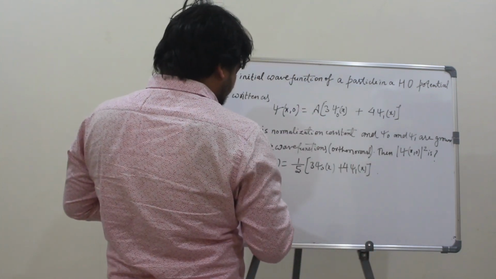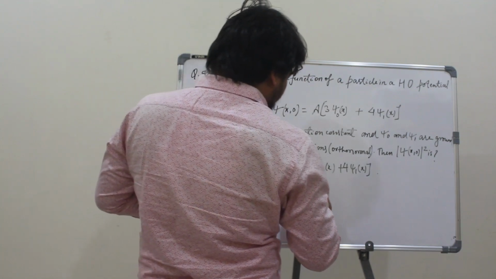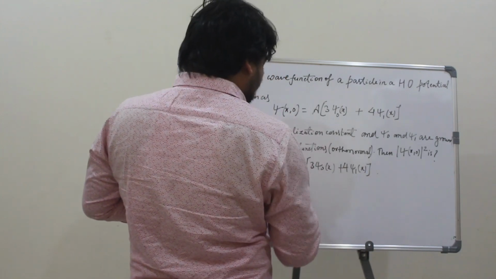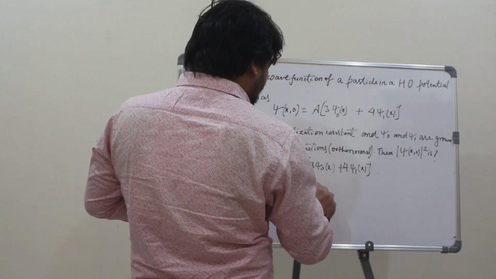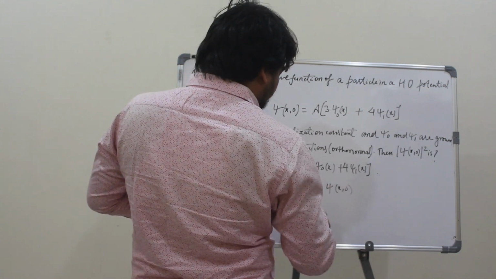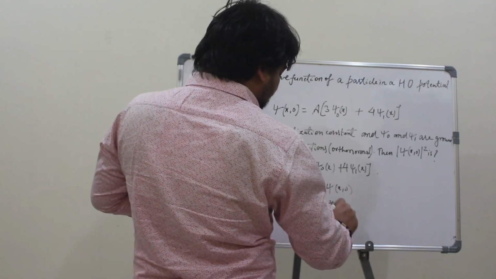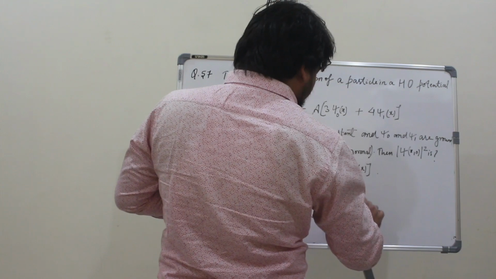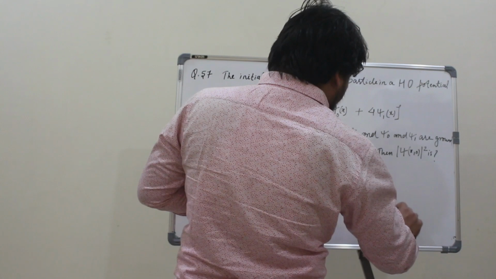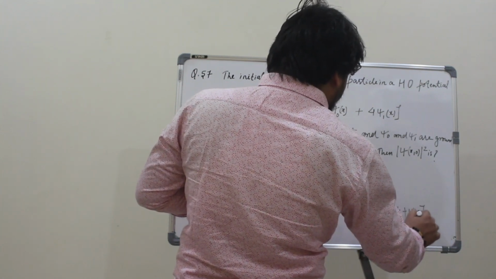Now mod psi naught square, or psi x 0 whole square, is nothing but 1 by 25, equals mod psi star psi, which is nothing but 1 by 25. Now remember that it is 3 psi naught star plus 4 psi 1 star, multiplied by 3 psi naught plus 4 psi 1, right?